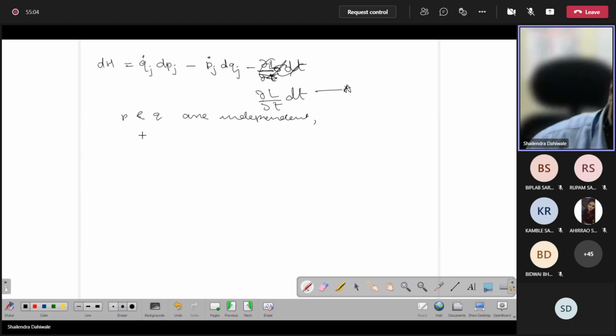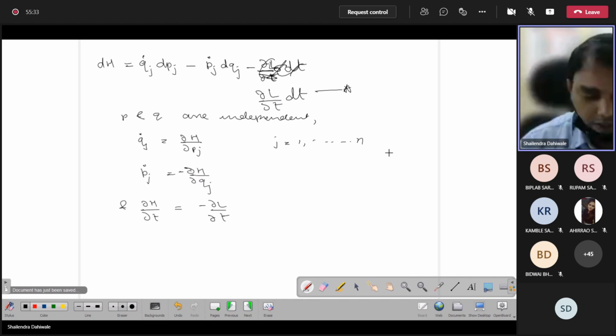So what you have is q_j dot as your del H by del p_j, and p_j dot as minus of del H by del q_j. Okay, and your del H by del t is minus del L by del t. Here j is varying from 1 up to n.